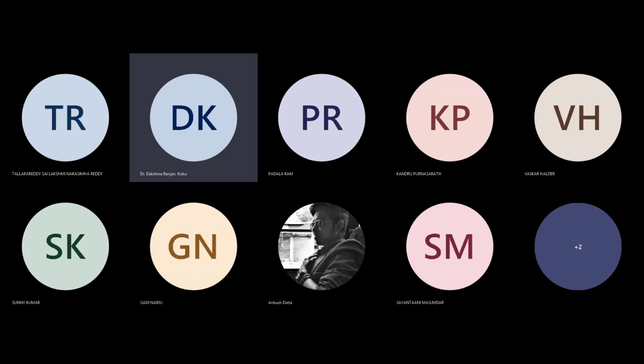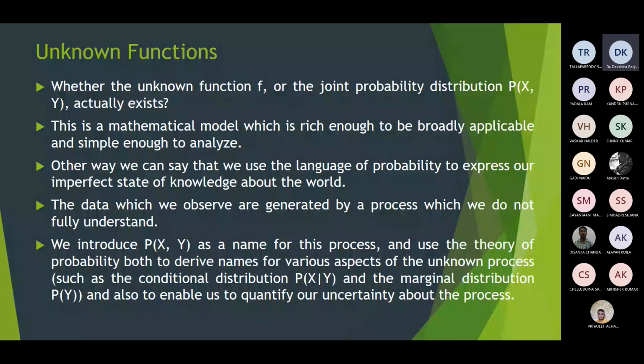Probability theory is basically a mathematical model that can be used to represent any imperfect state of knowledge which is related to the given data. Now if such data is given to us for training of a machine learning system, then what we do: if the data is found to be observed data, then that can be generated by a process which we do not fully understand. That means such data is found as an imperfect state of knowledge.